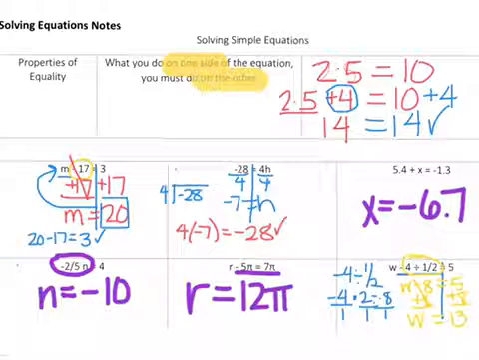Go ahead and try the rest of these equations on this side of your notes on your own and see how you do. Remember, you can check your answers by plugging them in for the variable.